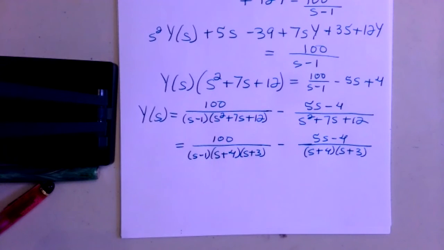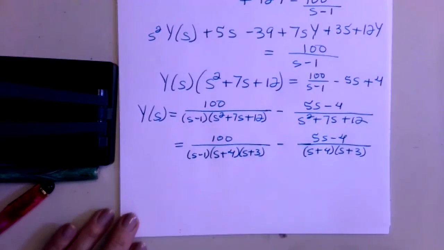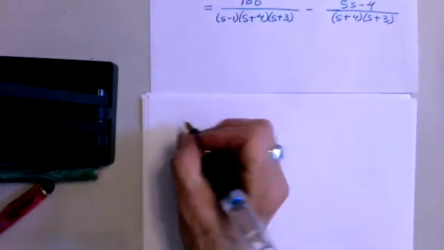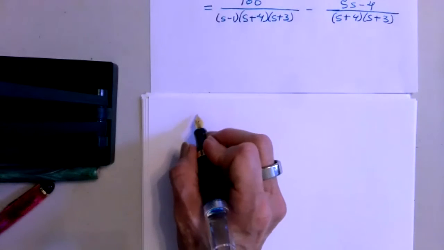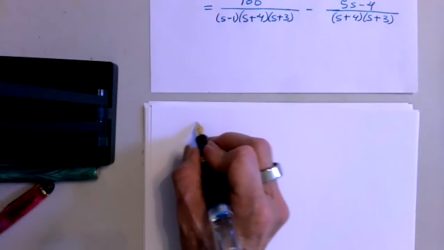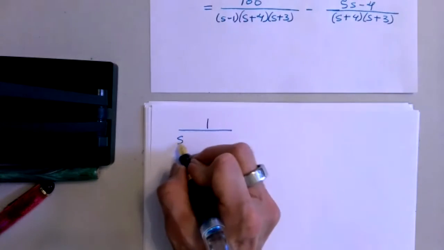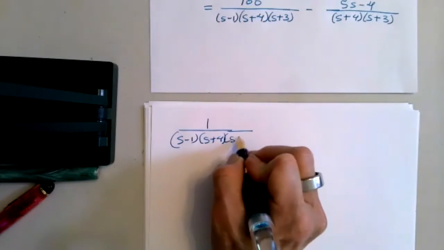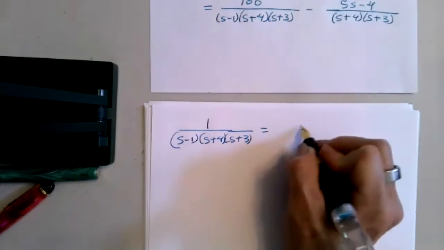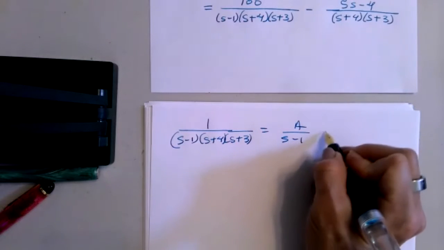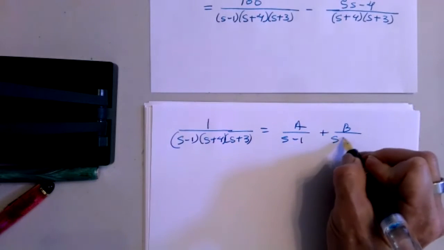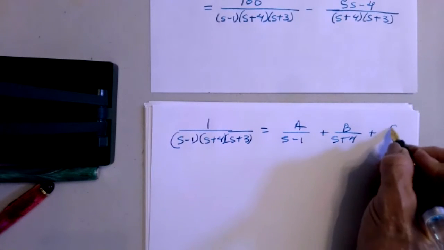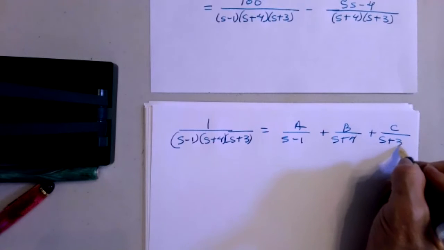Okay, so let's save some space so we can come back and write our answer. Let's forget the 100. We will just do 1 over s minus 1, s plus 4, s plus 3. That's A over s minus 1 plus B over s plus 4 plus C over s plus 3.